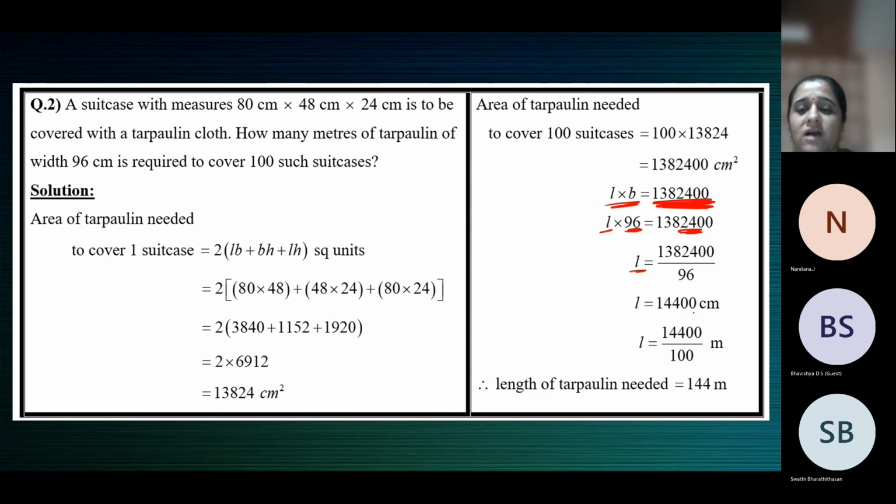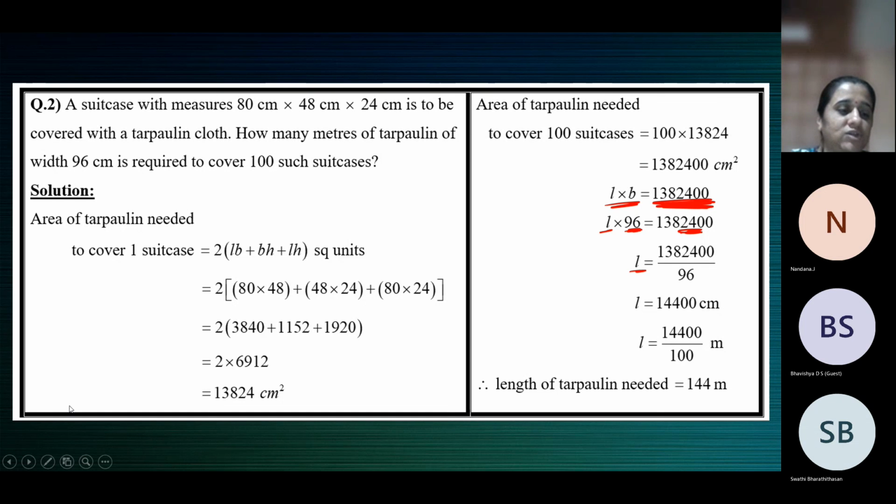Because it's more than 100 centimeters, we convert it to meters. So you divide by 100. So the length of tarpaulin needed is equal to 144 meters. Why we convert it to meters is because 1 meter is 100 centimeters and this is more than 100 centimeters. So we divide by 100, giving 144 meters.